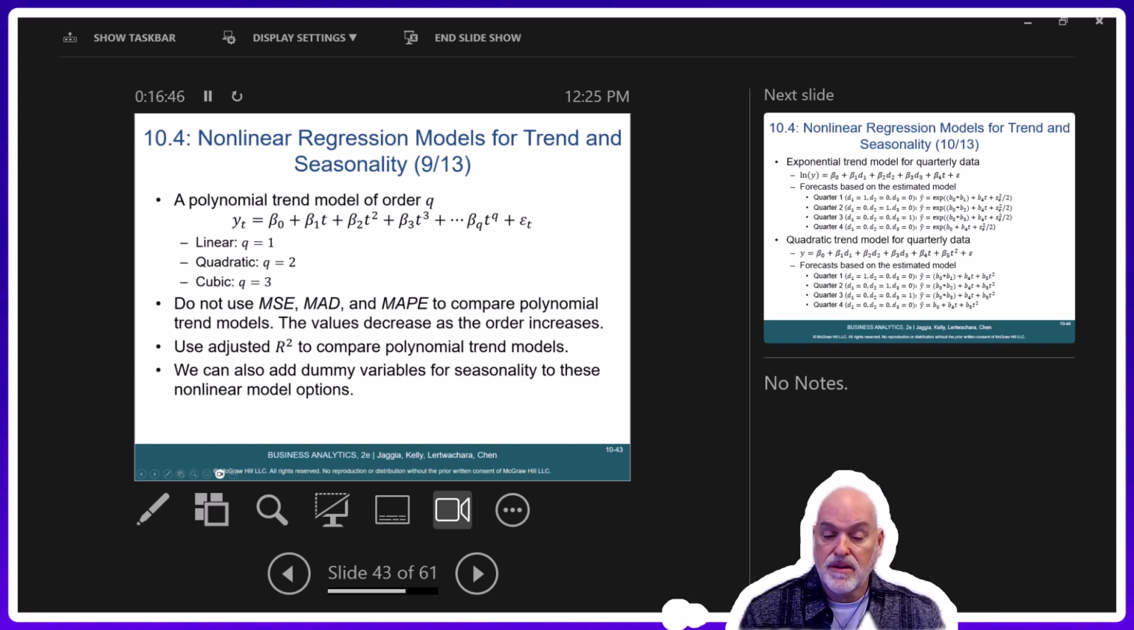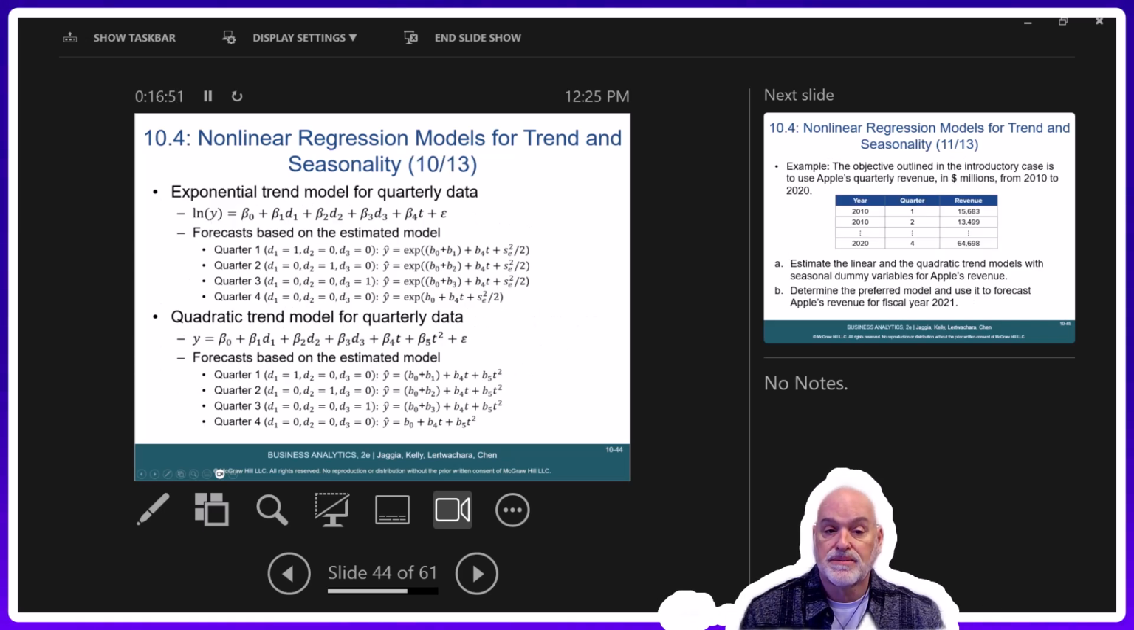We can also add dummy variables for seasonality to these non-linear model options. And here we go with that. Your dummy variables in the different quarters, plug that all in.